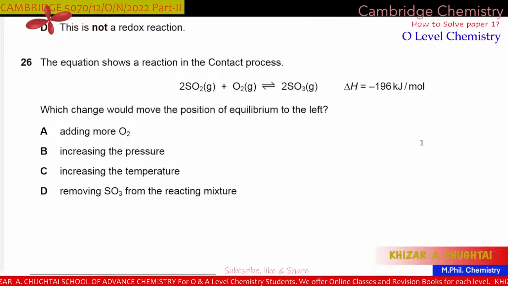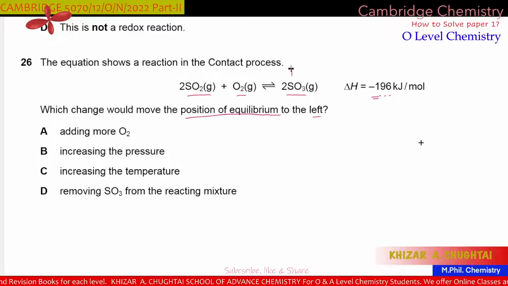Question number 26. The equation shows a reaction in the contact process. 2 mole of sulfur dioxide plus oxygen gives 2 mole of sulfur trioxide, and delta H is equal to -196 kilojoules per mole. That means it is an exothermic reaction. Which change would move the position of equilibrium towards the left? This is the right hand side and this is the left hand side of the equation.